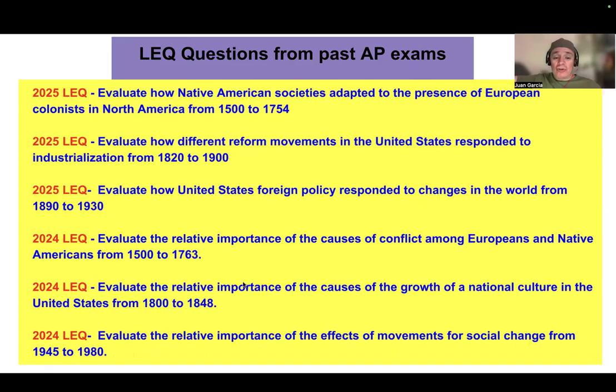Okay, so you choose one of the 3 questions. And then these are the ones from 2025. Again, you choose one. So choose the one that you feel stronger on. Okay, so read them carefully, and then you select the LEQ that you feel more comfortable with.